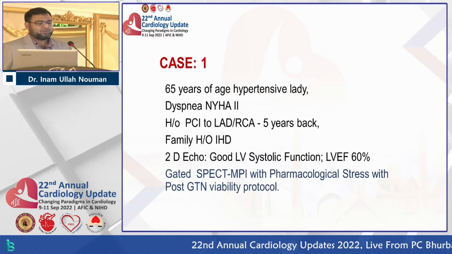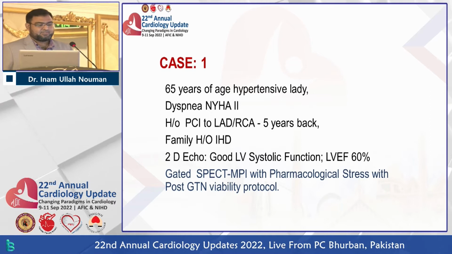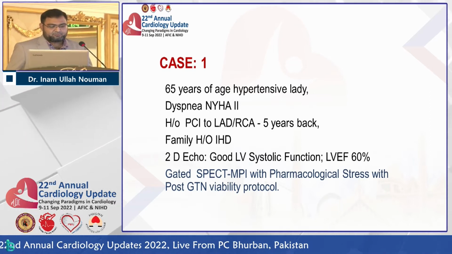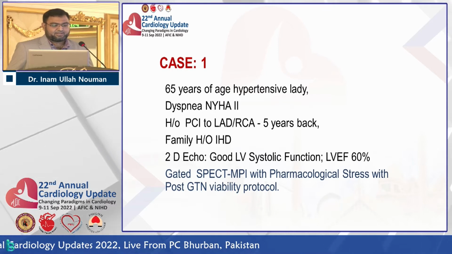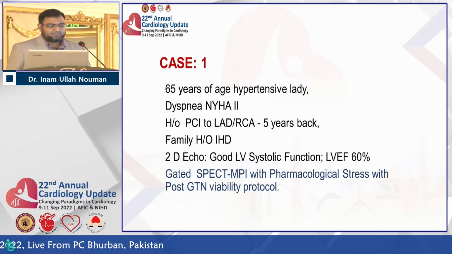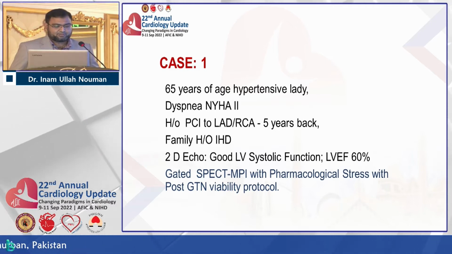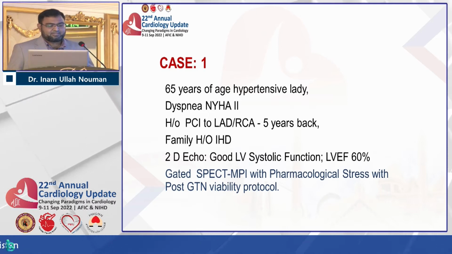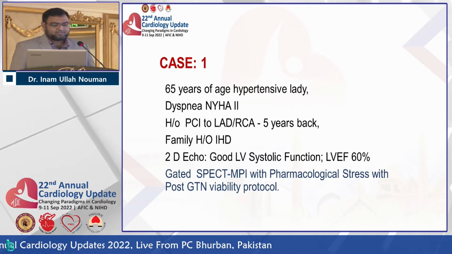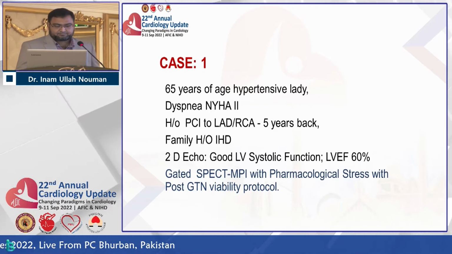This is a 65-year-old hypertensive lady who presented to us with dyspnea, NYHA class 2. She had a previous history of PCI to LAD and RCA 5 years back. Among other risk factors, she had a family history of IHD. 2D echo showed good LV systolic function and LVEF of 60%. So gated SPECT MPI with pharmacological stress and post-GTN viability protocol was advised.